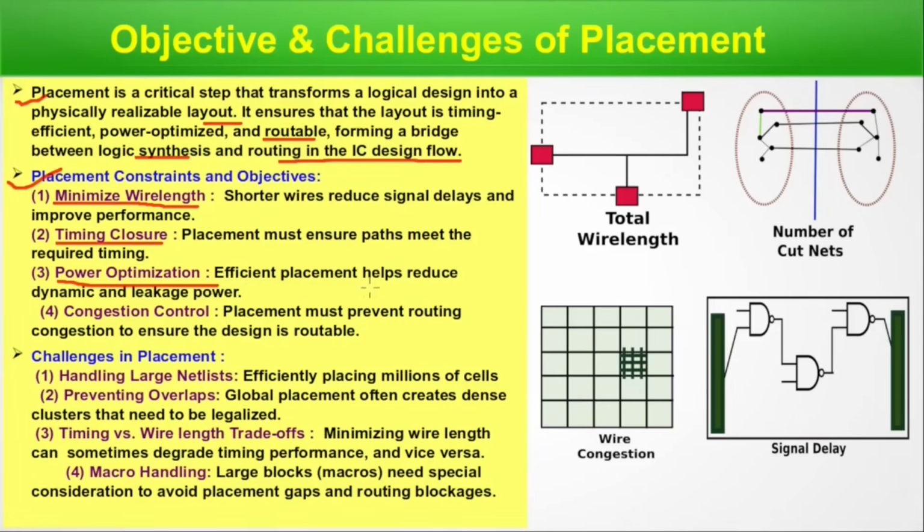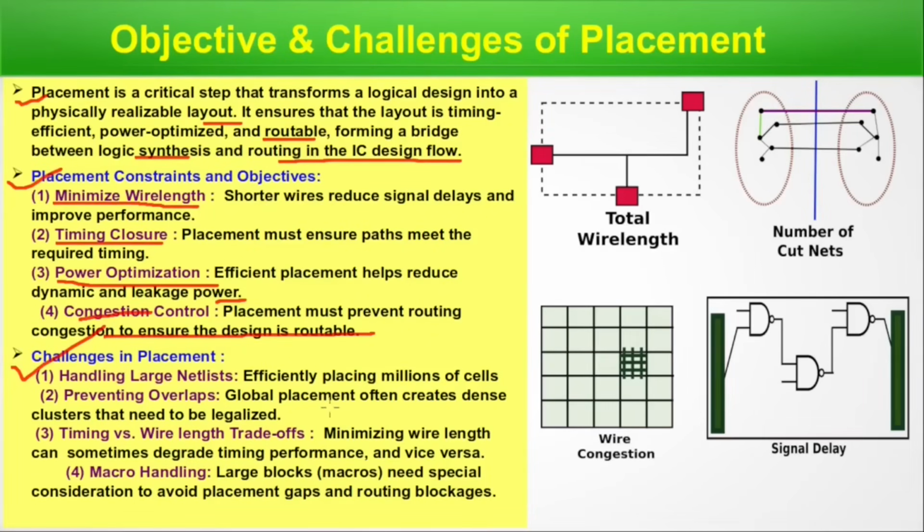Power optimization: efficient placement helps reduce dynamic and leakage power. More leakage power means more loss and more heat generation. That's not good for the health of the chip. And congestion control: placement must prevent routing congestion to ensure the design is routable. So challenges in placement: handling large netlists efficiently, placing millions of cells. These are the placement challenges.